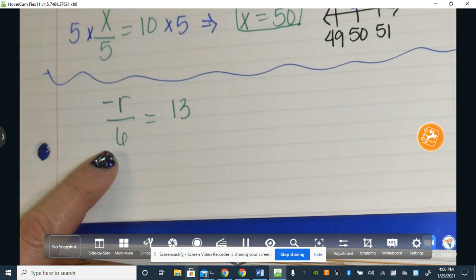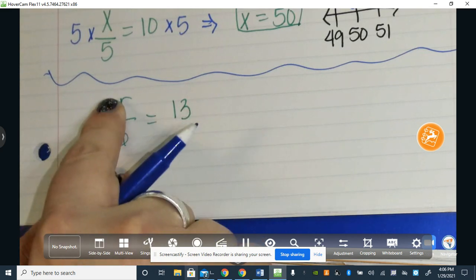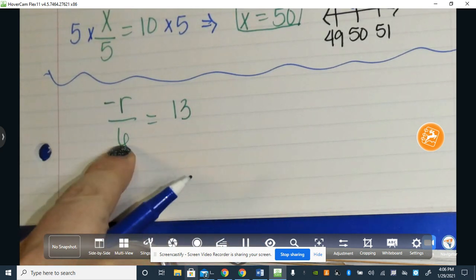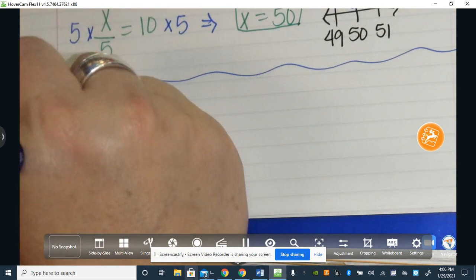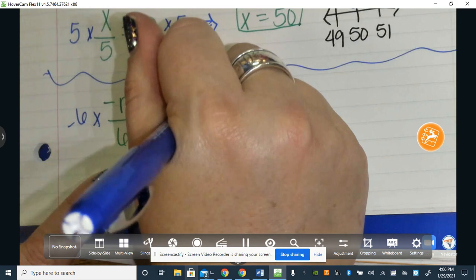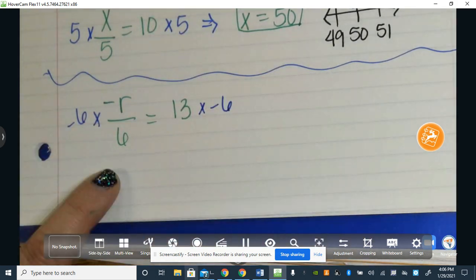Okay, now look, it has a negative. There's a negative attached over here with a variable. So I need to take that negative and that 6 and multiply it all at once to be a negative 6. Then I need to take this and multiply it by negative 6 on this side.